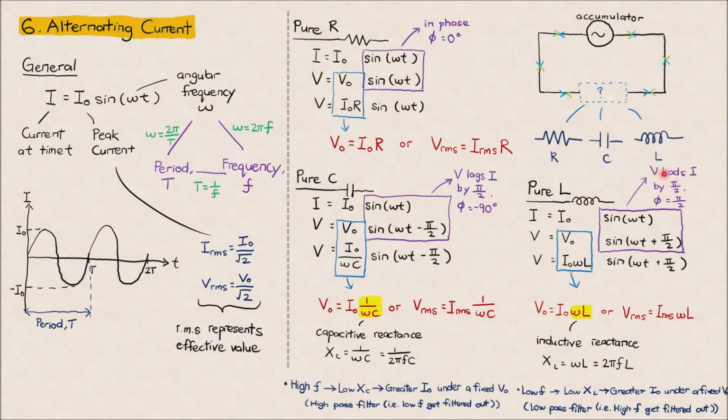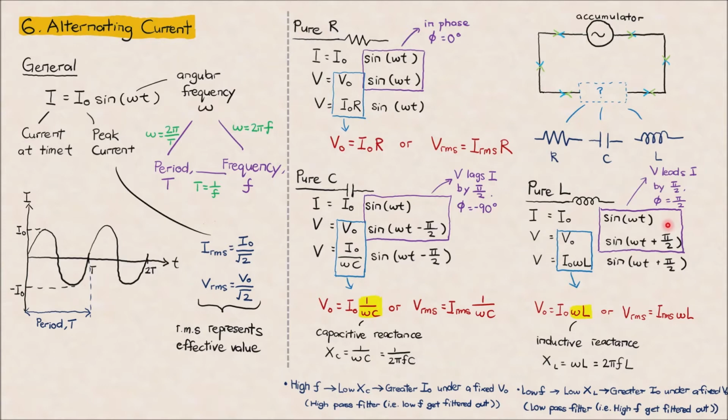And because we know that V is leading I, we can find the phase angle to be just equal to positive pi over 2, or you can call it positive 90 degrees. Both are fine. If V is leading I, then the phase angle should be positive. If V is lagging I, the phase should be negative. So this is how we generally do it. You'll see the idea clearer later when we move on to the phasor diagram.